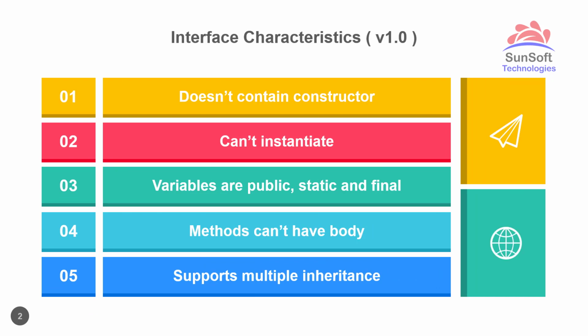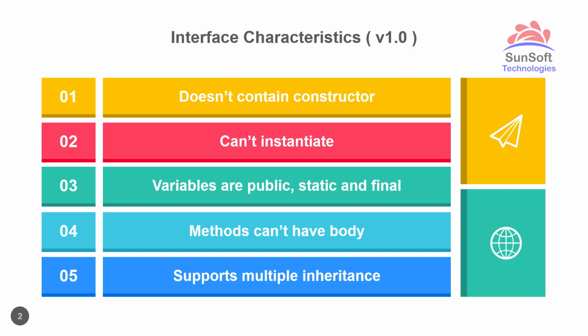First, an interface doesn't contain a constructor, which means we cannot declare a constructor inside an interface. Second, we cannot create an object of an interface. As we don't have a constructor in an interface, we cannot instantiate an interface. Third, if you declare any variable in an interface, it will be by default public, static and final. Fourth, by default, every method in an interface is an abstract method and we cannot have any method with a body.